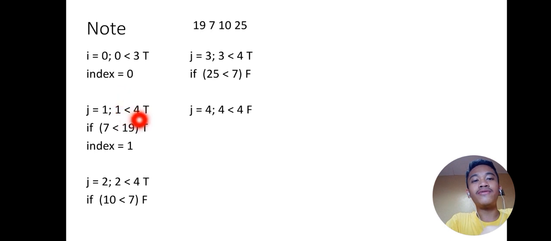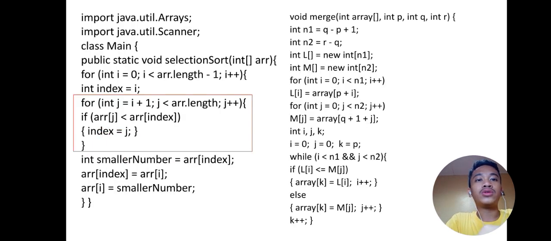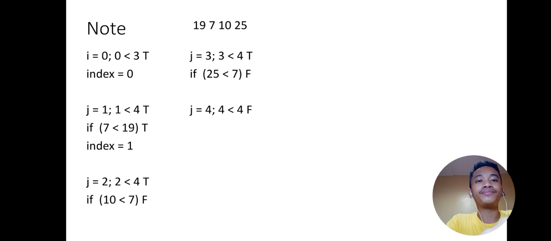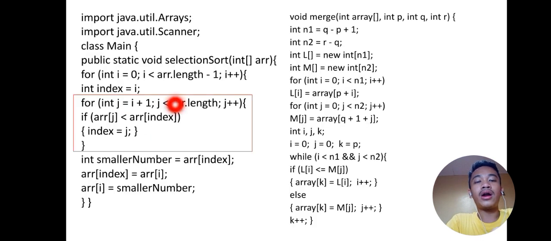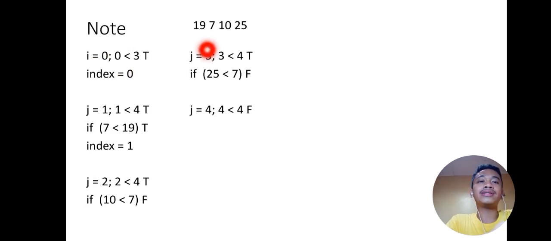So 1 less than 4 is true, so we need to perform the if statement. So 7 less than 19. We have 7 because j has a value of 1, so that is index 1. And 19 is because our index has a value of 0, so index 0 is 19. That is why we have 7 less than 19 right here.